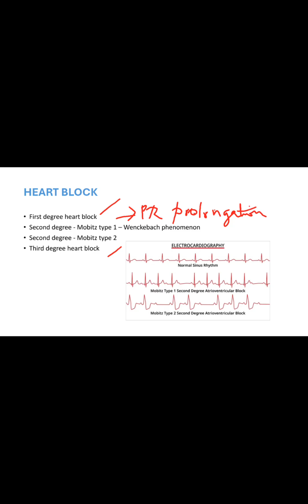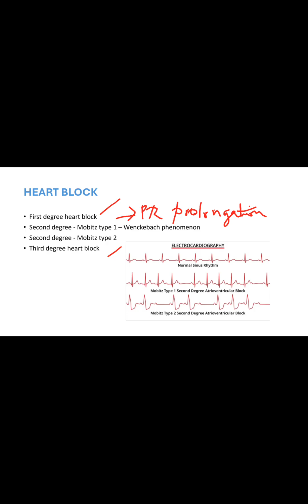But what is more important in first degree is that the PR interval is fixed, not progressively prolonged. It's fixed but prolonged, right? So it is taking more time for the impulse to travel from the SA node to the AV node and then through the Purkinje fibers and all. So that AV nodal delay is more. That is what is meant by a prolonged PR interval.